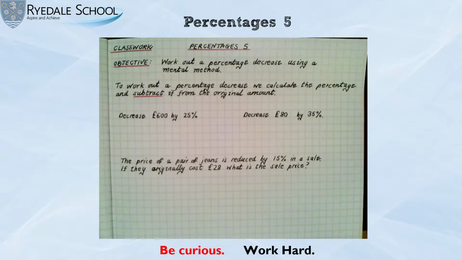Now, in some ways, this work is very similar to last lesson where we were doing a percentage increase, because you might recall when we were doing percentage increases last lesson, we worked out a percentage and we added it on to the original amount. So you might not be surprised to hear for a percentage decrease, we do exactly the same, but this time we are going to be subtracting from an original amount.